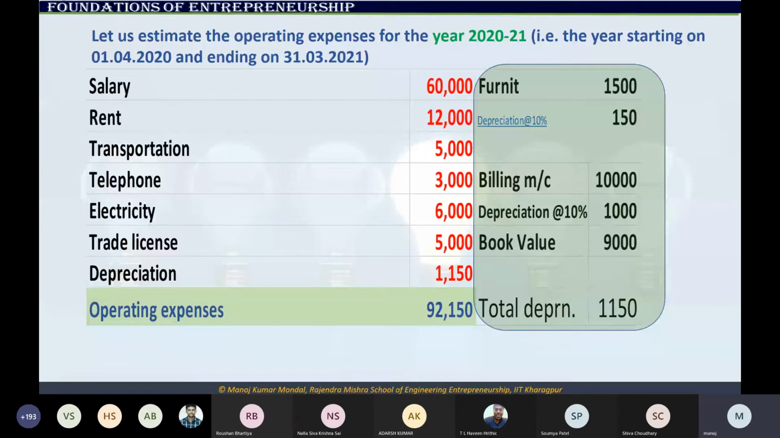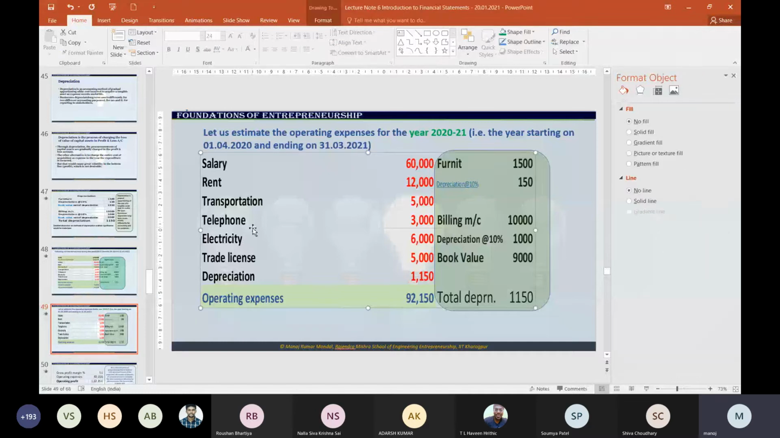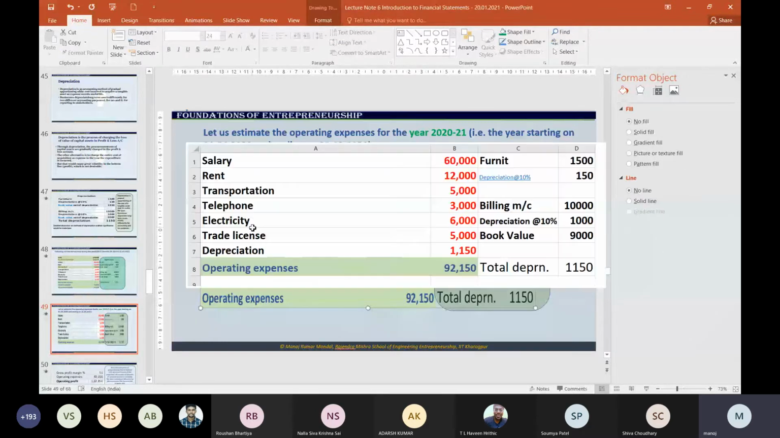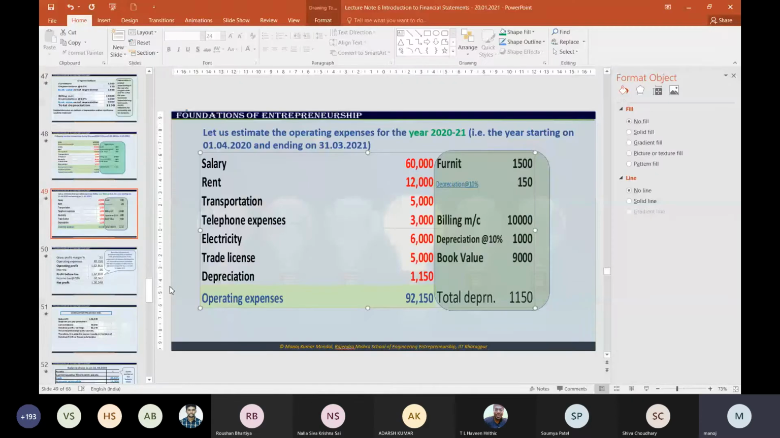Salary is an operating expense because you pay it and forget it. There is no after effect of that. Rent gone, transportation expenses paid, and you have received the goods and you forget about it. Telephone charge, this is not telephone purchase, telephone expenses. Then electricity, I should write telephone expenses. I don't know if it is in Excel. This is in Excel, but I have to double click and then it will come. Then it's a whole lot of problems. So let me just do it since I have told you that. So telephone expenses.